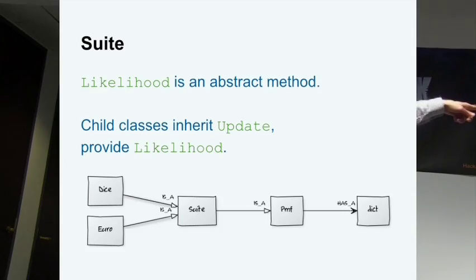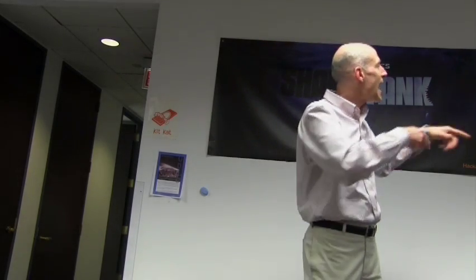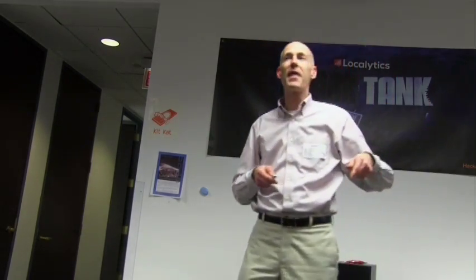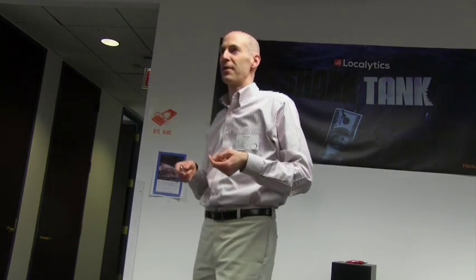And what you do is provide a child class where you inherit everything from Suite, you provide likelihood, and then you're done. So I'm going to create a Dice class, and then I'm going to define a likelihood method for it.